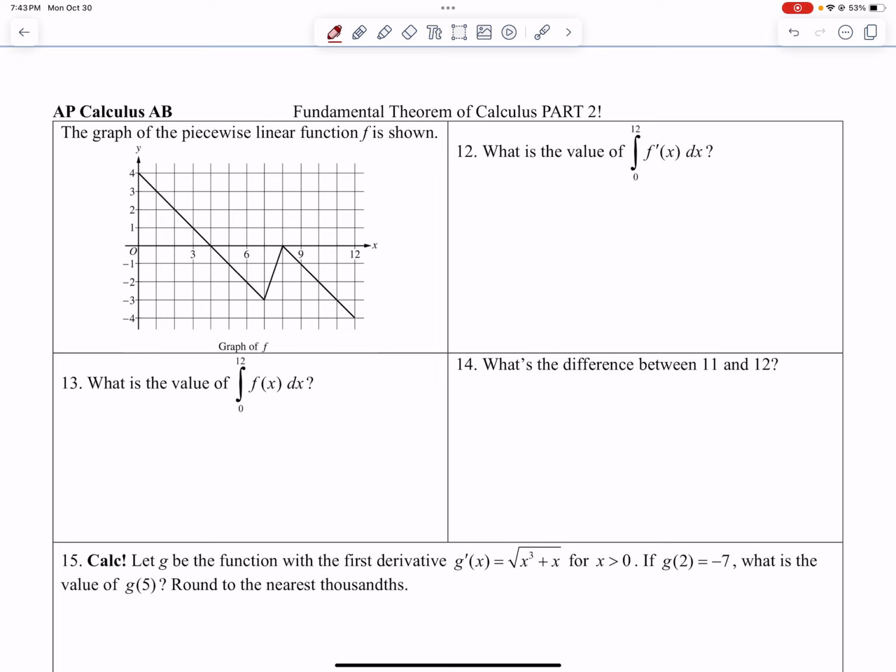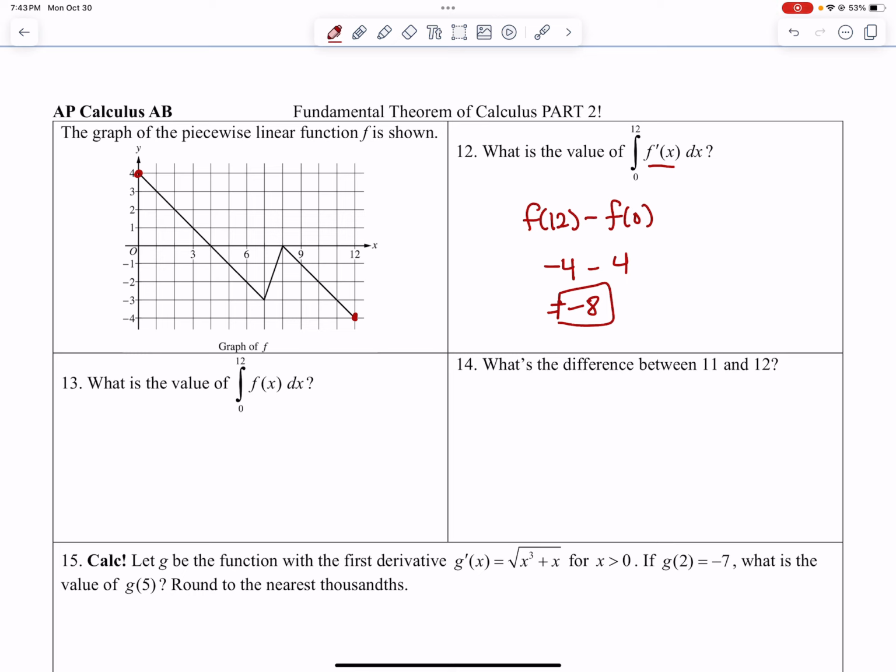For number 12, since we are given the integral from 0 to 12 of f prime of x, we could use the first fundamental theorem of calculus to say that this is equivalent to f of 12 minus f of 0. F of 12 is -4. F of 0 is 4. That's -8.